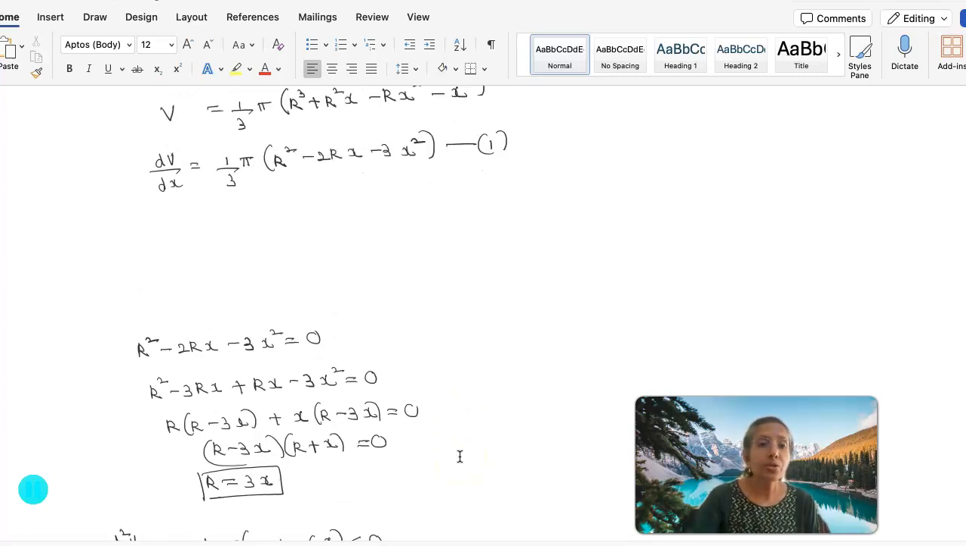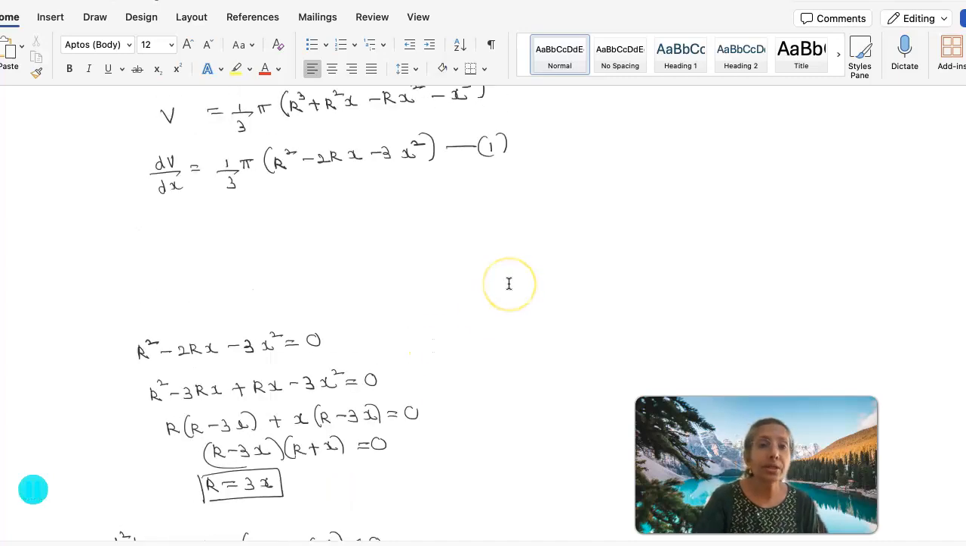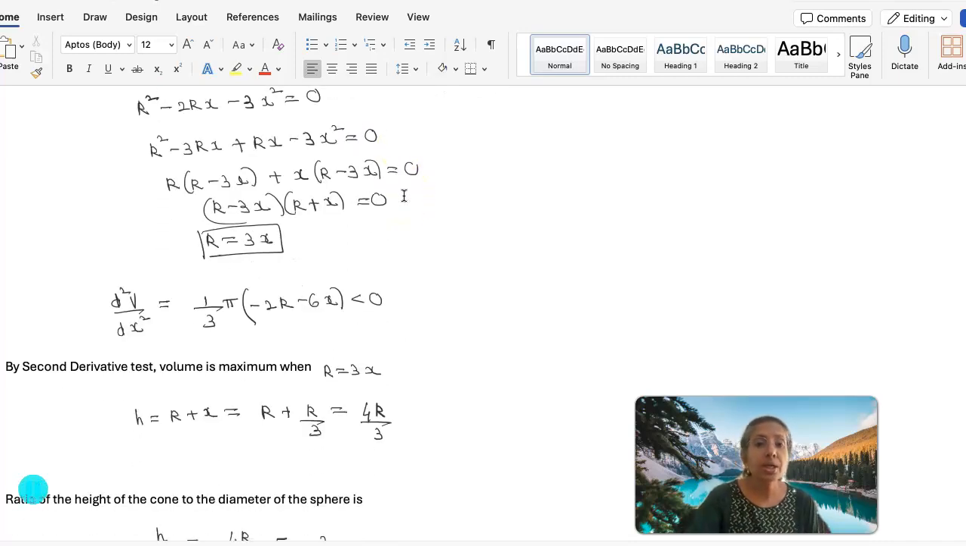Equating dV by dx to 0, you get R squared minus 2Rx minus 3x squared is 0. So factorizing, you get (R minus 3x) into (R plus x) is 0. So R is 3x or R is minus x. x cannot be negative, so we take R as 3x. And now we will calculate d2V by dx squared, and for that I will use equation 1. So that will be 1/3 pi (minus 2R minus 6x), which in any case is negative. So the volume is maximum.